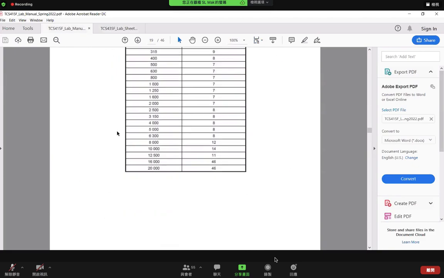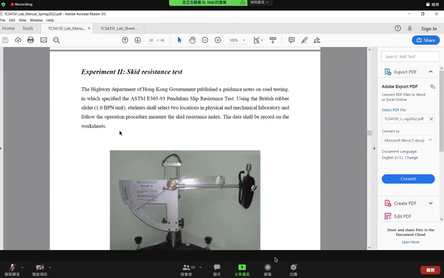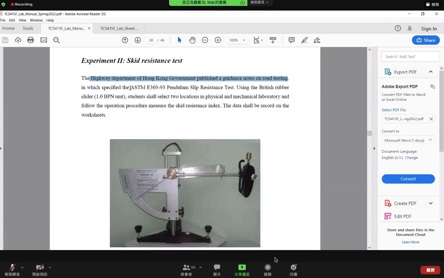You have to do it. And then experiment 2, skid resistance test. I will explain what this is in today's lecture. Actually, the Hong Kong Highway Department published guidance notes on road testing. It is just to check the friction, the road friction. We use this device and follow the ASTM standard. You are required to select 2 locations in the physical mechanical lab and follow the operation procedure to measure the skid resistance. And the data should be recorded on the data sheet.